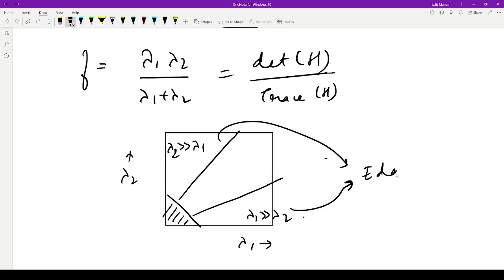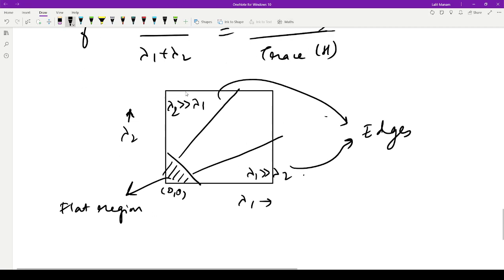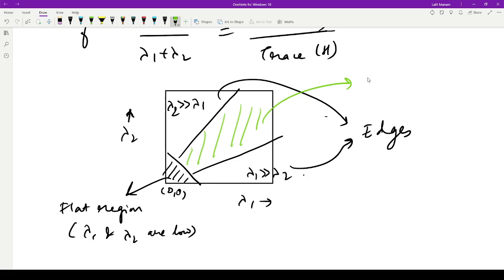Edges, because only in one direction there is large variance, the other direction there is no variance at all. If you remember the simple pictures that were shown in the class, this is a flat region. This is the center 0, comma 0. This is the flat region where both lambda 1 and lambda 2 are low, and this region, this is the corner.